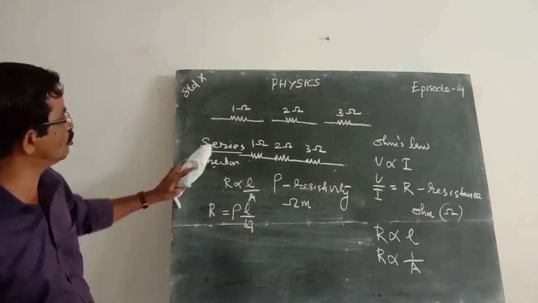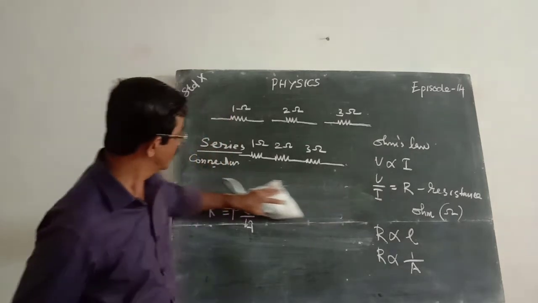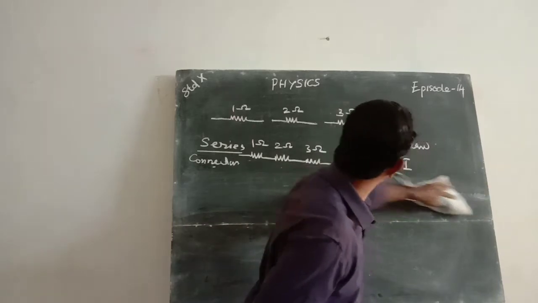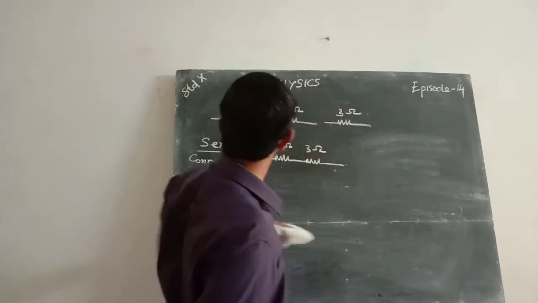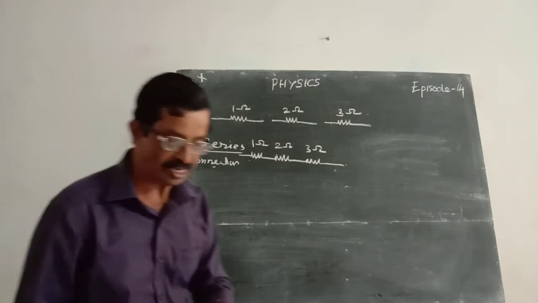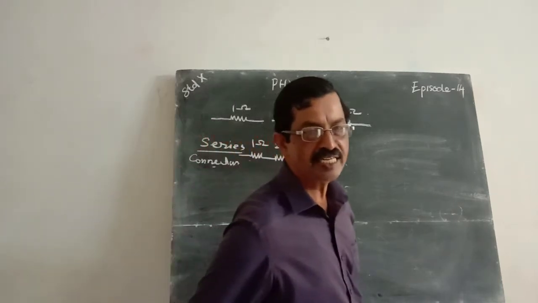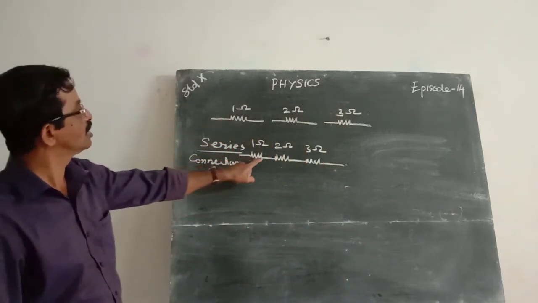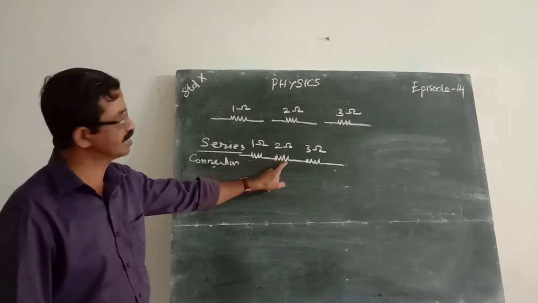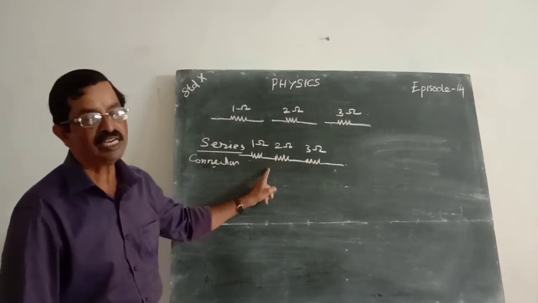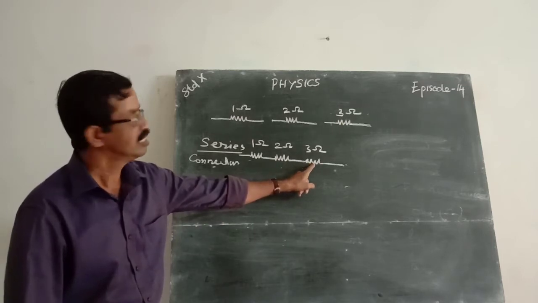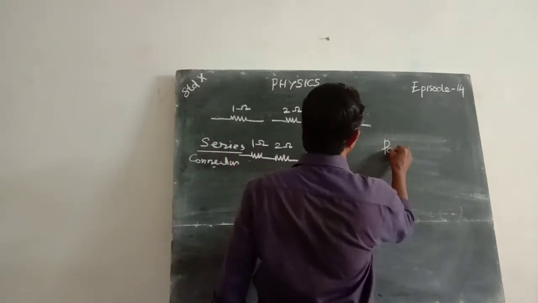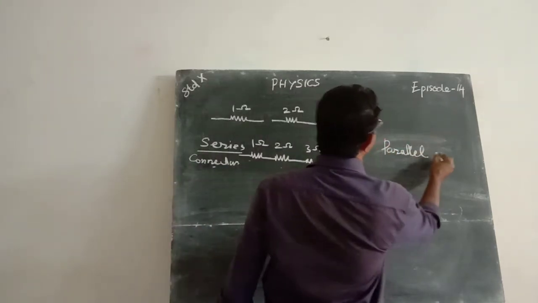Okay, now we are going to discuss a connection, the series connection. How are resistors connected in a series connection? One resistor is connected to the end of another, and that one is connected to the end of another. When we connect resistors in this way, it is called a series connection. Another method is that resistors can be connected in parallel.